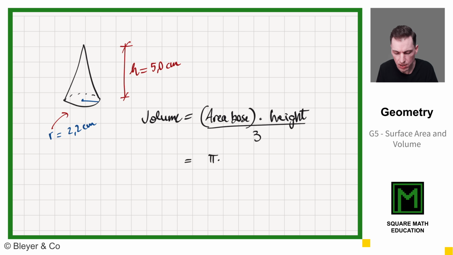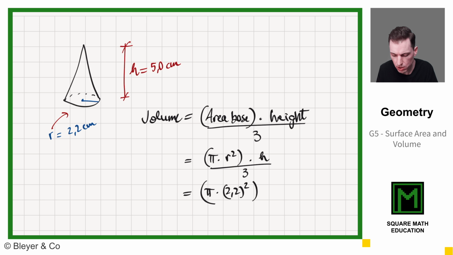Pi times radius squared is the formula for the area of the base of a circle. We're going to multiply by my height and divide by 3. Pi times 2.2, my radius, to the power 2, times 5, and then divide by 3. If you take your calculator and plug it in, you're going to see that the final answer is 25.3421, and the last thing that we need here is to round.